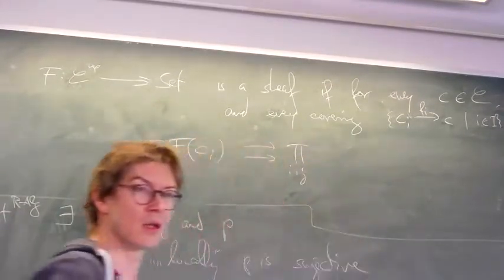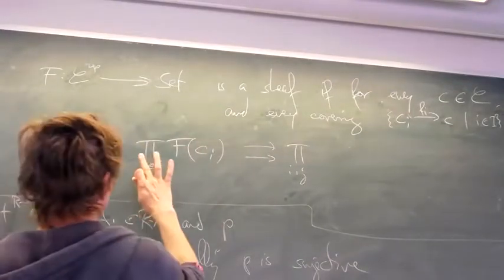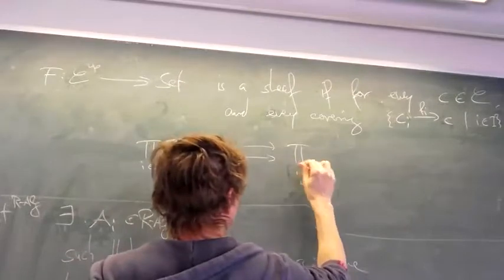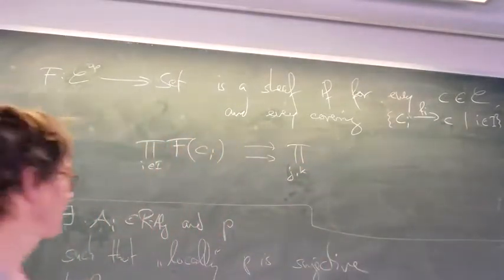Can you write JK instead of IJ at that index? No, there to the right. Okay, yes. I think that is just an extremely tiny detail, but it helps. Yeah.